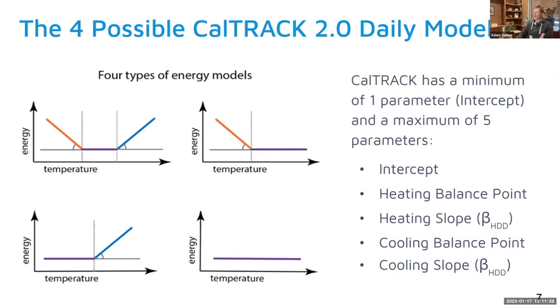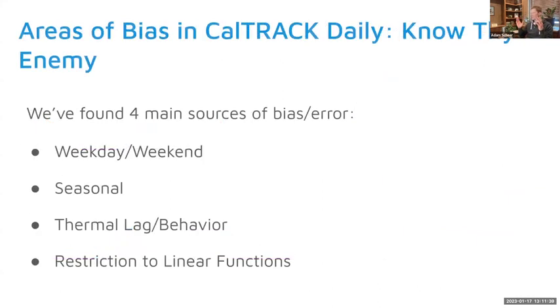So what we found is that when you restrict the model to these parameters and these functional forms, you wind up with some definitive sources of error. Those sources of error should be reviewed if you've been here in the last few weeks. One is weekdays and weekends. The CalTrack model does not differentiate between weekdays and weekends. The CalTrack model does not differentiate between seasons. So summer months, winter months, there's no distinction made between those months.